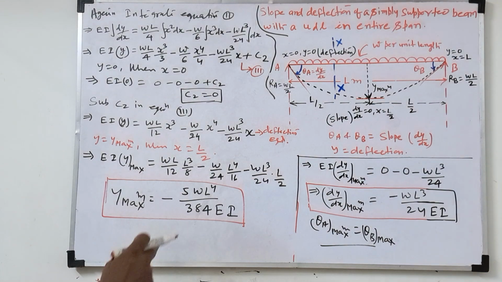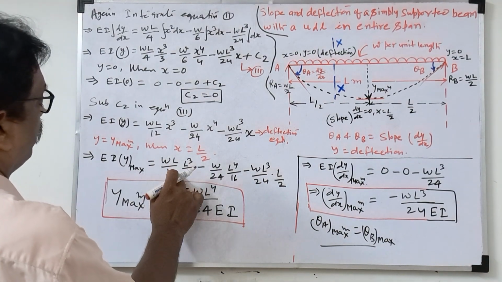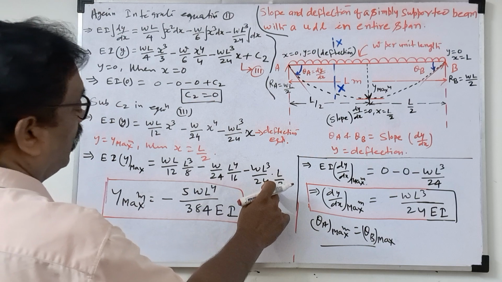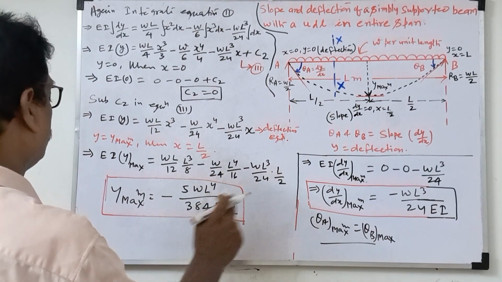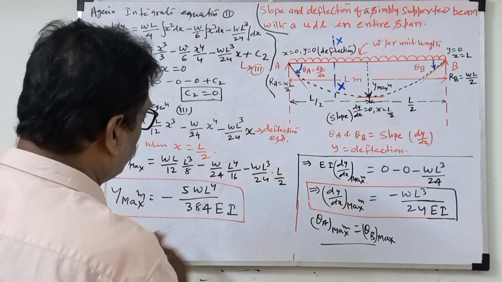How are we getting this now? We have to take the LCM of 96, 384 and 48. If we take the LCM, you will get this value. So this is the maximum deflection we got.